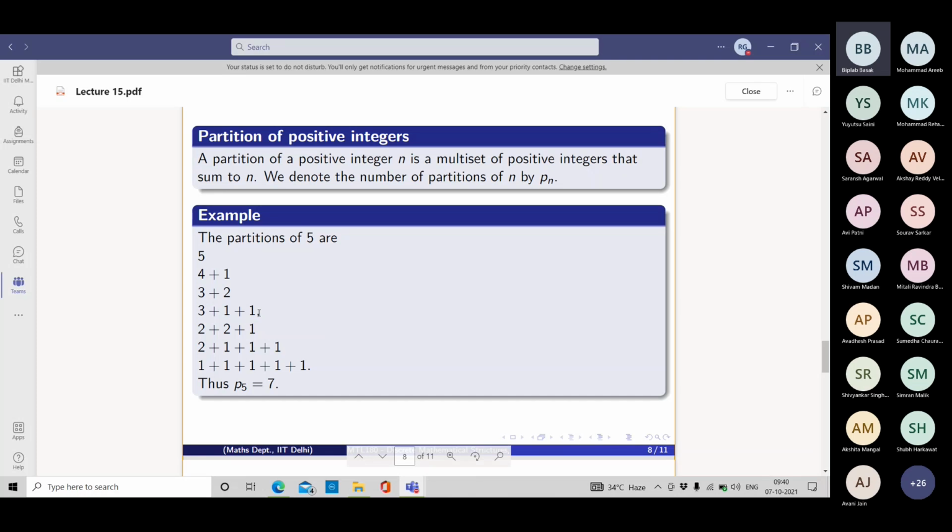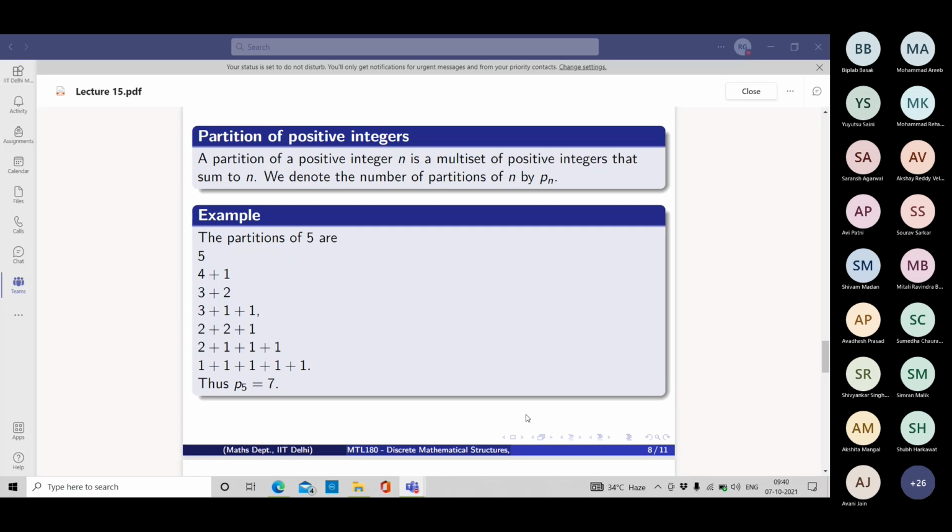So if you find PO of 5, then one will be only 5, which is odd. Another one will be 3 plus 1 plus 1, where all are odd. And another one will be 1 plus 1 plus 1 plus 1 plus 1, where you have 5 odd numbers. So therefore, in this case PO5 will be 3. Okay, sir. Thank you, sir.